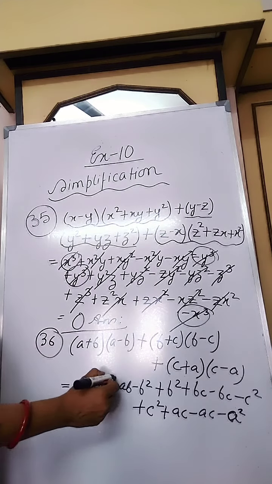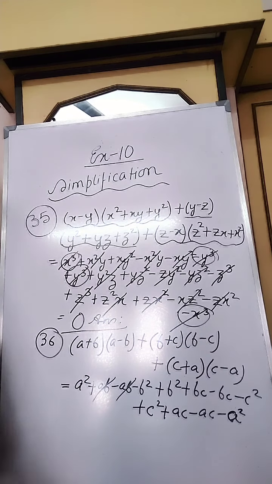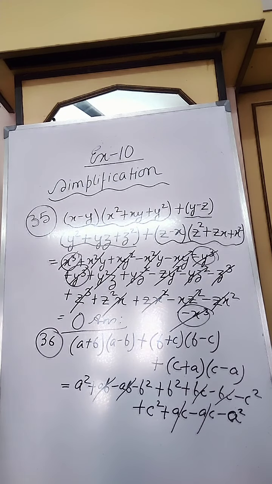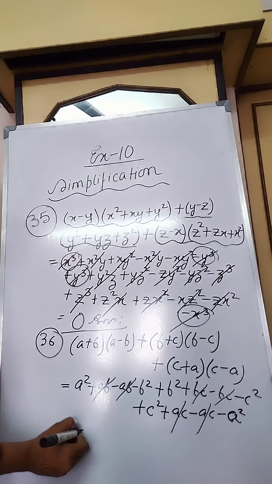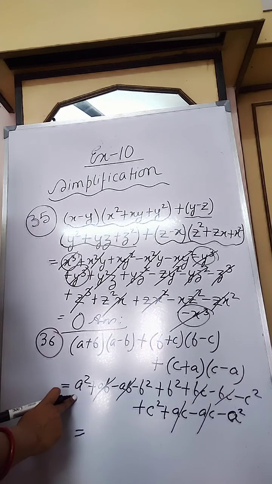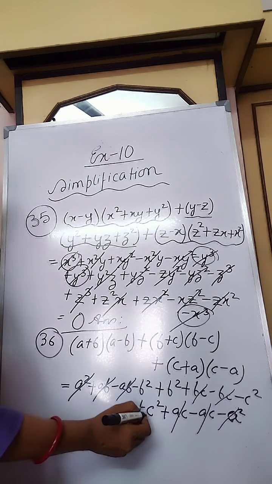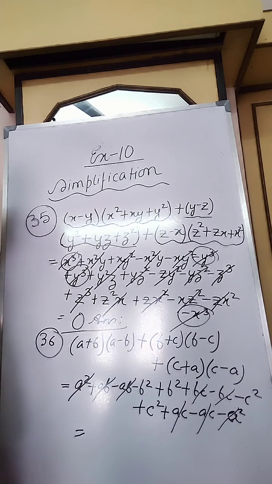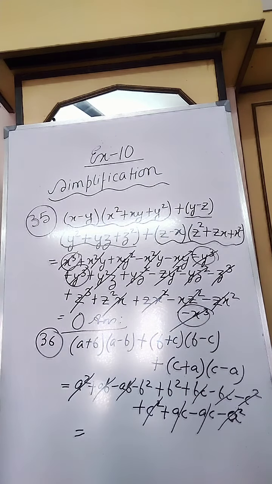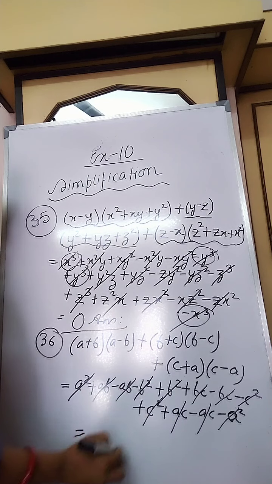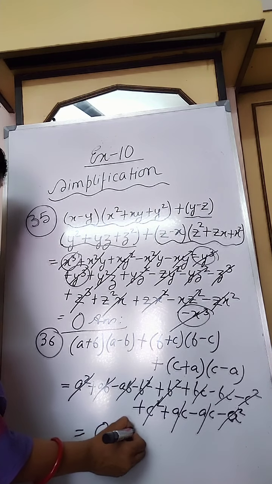So plus ab and minus ab will cancel out. In the similar way, plus bc and minus bc will cancel out. In the same way, plus ac and minus ac will also cancel out. So finally, what is remaining is a square minus a square, that will also cancel. Plus c square minus c square will also cancel. And plus b square minus b square is remaining, that will also cancel. So again, the answer is coming 0.